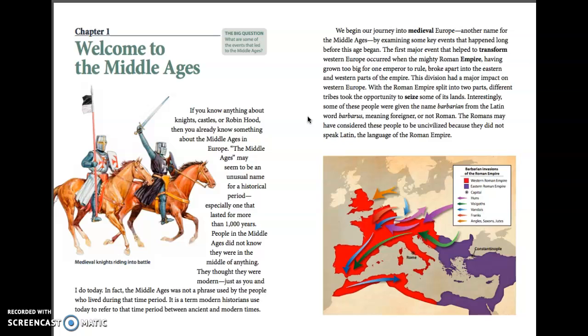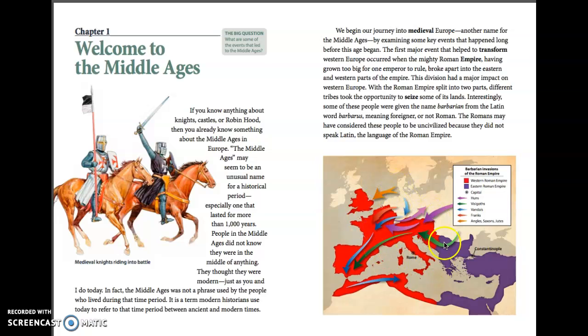Interestingly, some of these people were given the name barbarian from the Latin word barbarus, meaning foreigner or not Roman. The Romans may have considered these people to be uncivilized because they did not speak Latin, the language of the Roman Empire.